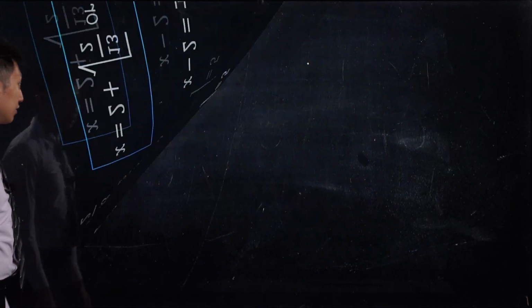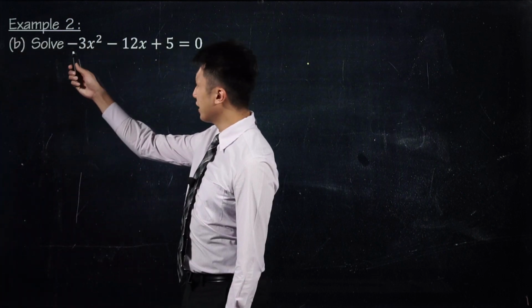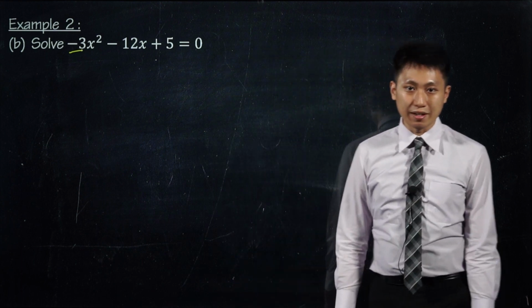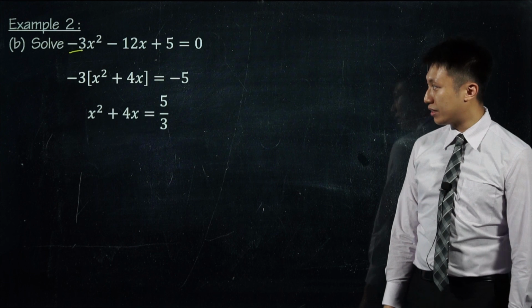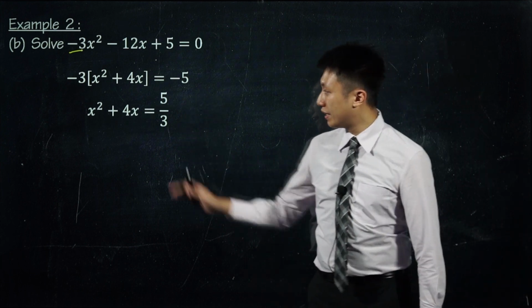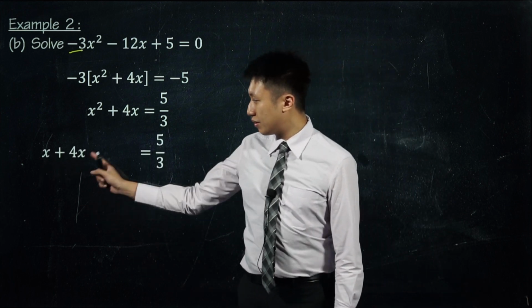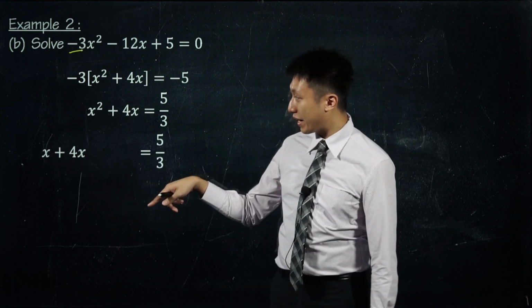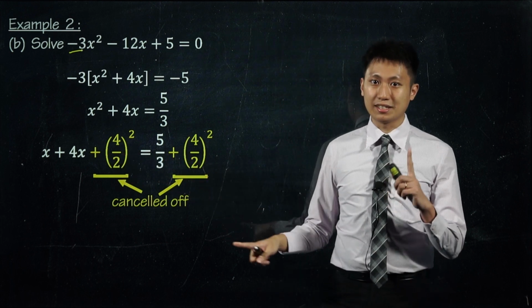Okay, let's do the next one. You see, negative 3 again. Are you afraid? You're not afraid, because you just have to bring the negative 3 out, and you can divide by negative 3. Then this one becomes something like the previous things already. What you do, leave some space. You want to add something extra and minus something extra. This one is another way.